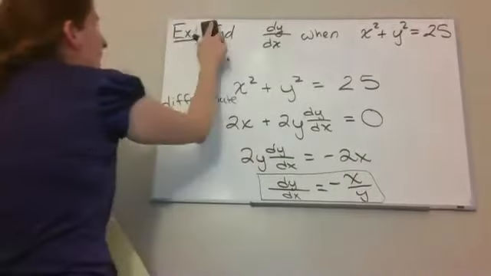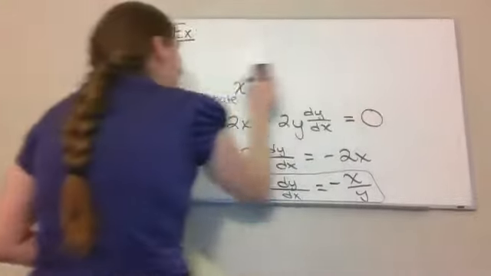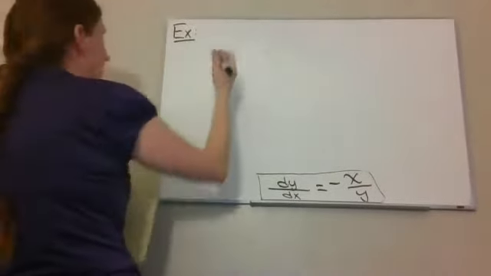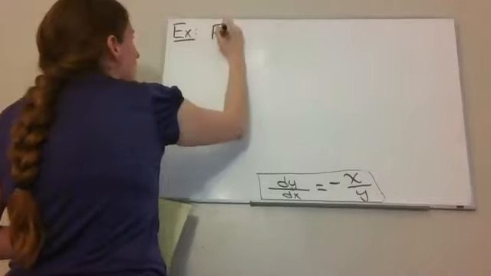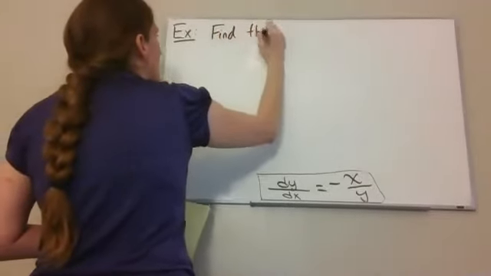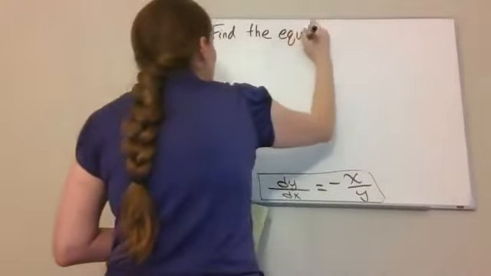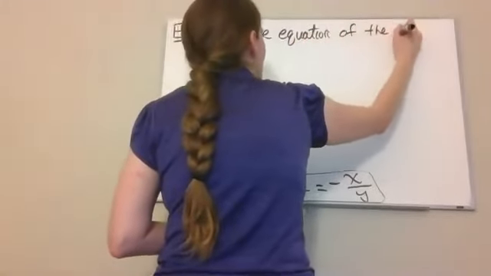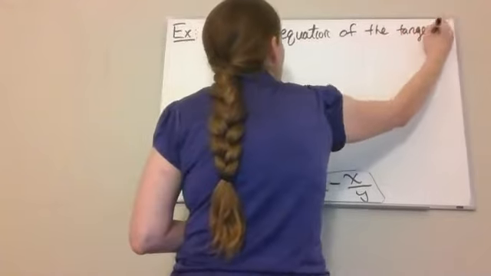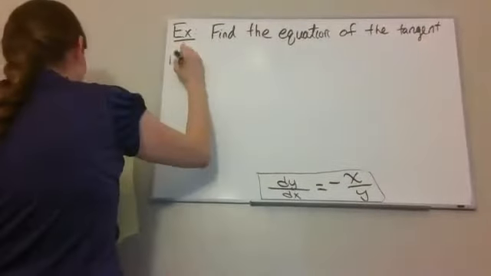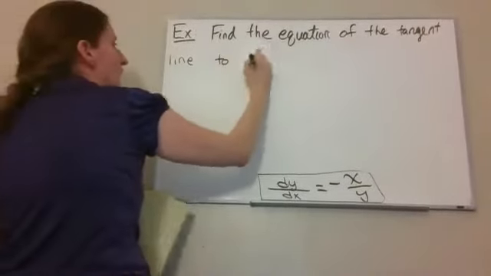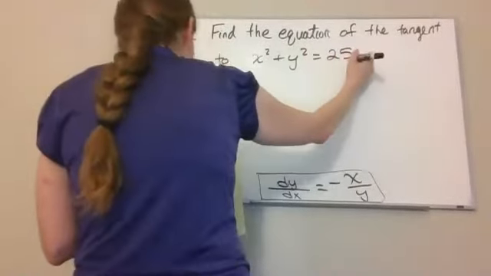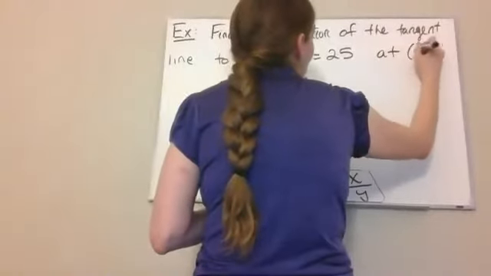All right, so let me erase some of this. Next example, find the equation of the tangent line to the circle x squared plus y squared equals 25 at the point (3, 4).